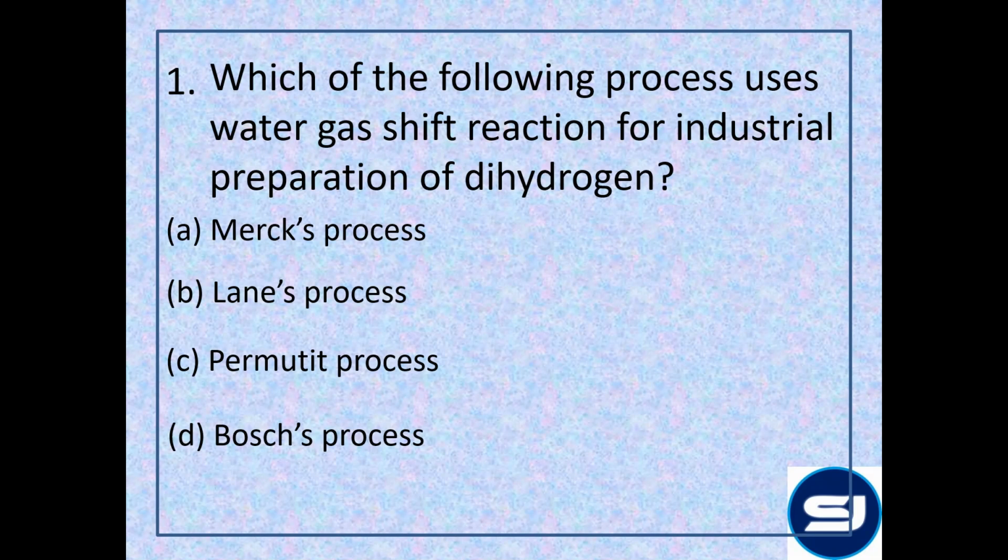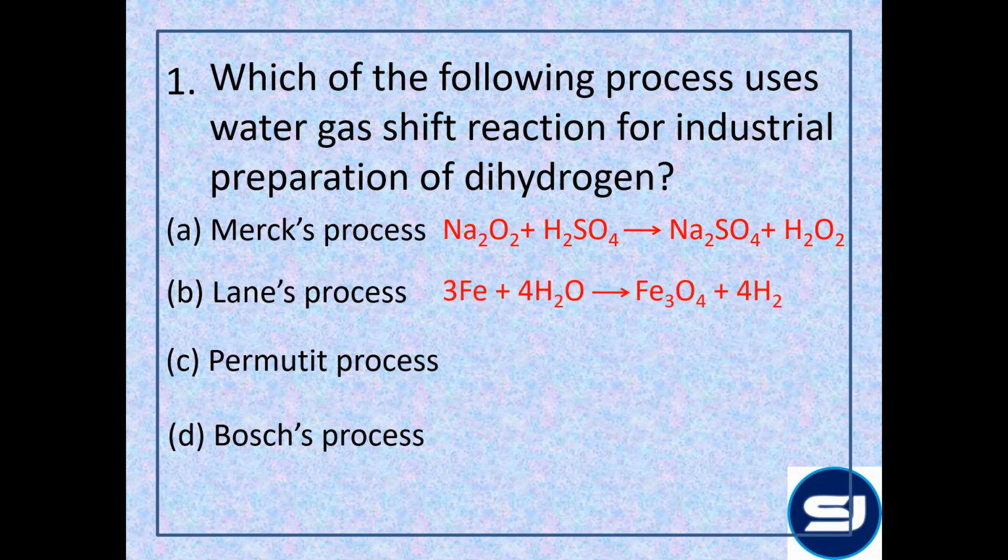So now, Merck's process is related with preparation of hydrogen peroxide, and the reaction of sodium peroxide in acid H2SO4 giving sodium sulfate and hydrogen peroxide is called Merck's process. Lane's process is preparation for dihydrogen, wherein iron is added with water at a very high temperature in the presence of nickel as catalyst. It gives you Fe3O4, a mixed oxide, and the release of dihydrogen gas.